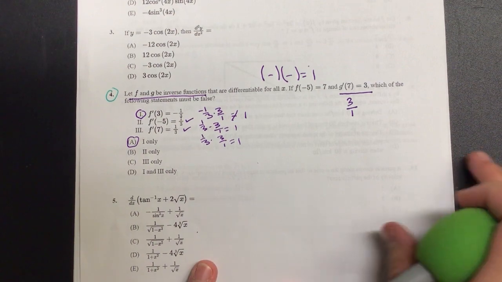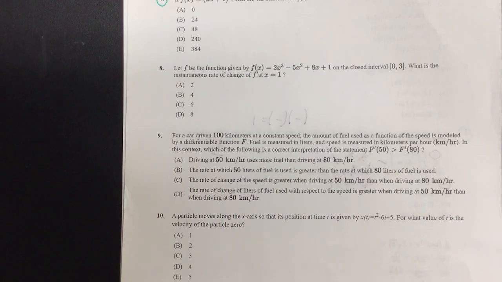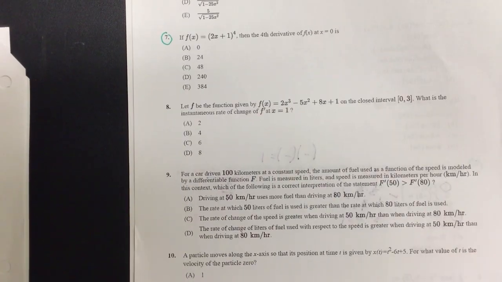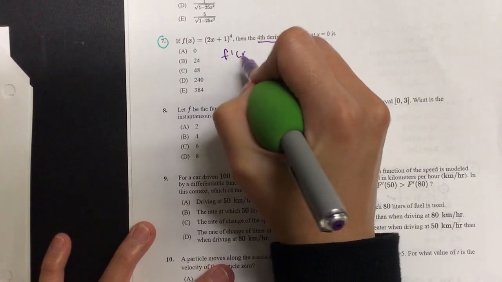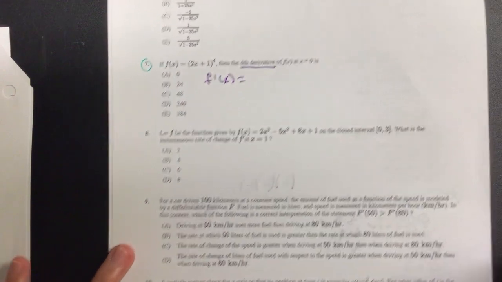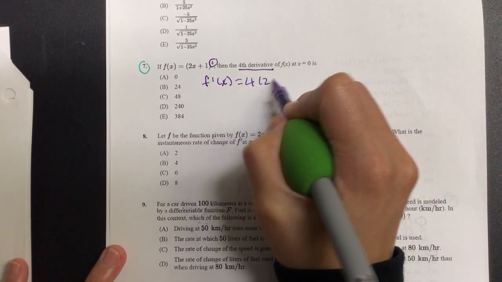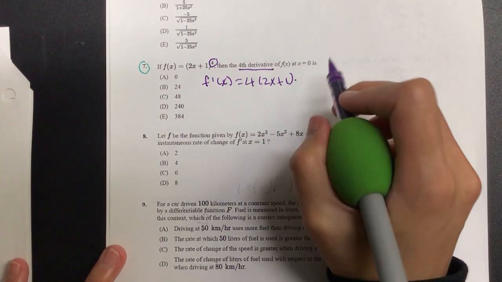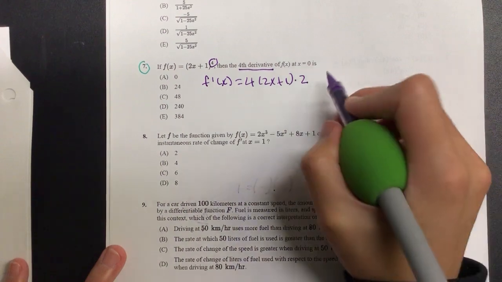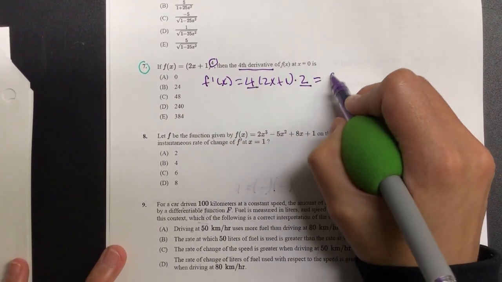How many times are we deriving on number 7? 4 times. So if you mess up on the first derivative, what happens to the rest? It'll be a domino effect. So it says the 4th derivative. So let's write f prime of x. Are we using chain rule on this one? Yeah. Bring the 4 down. You keep the inside as it is, and then we derive the inside. What is the derivative of the inside? 2. And just to make our next derivative easy, let's go ahead and take these 2 and multiply.